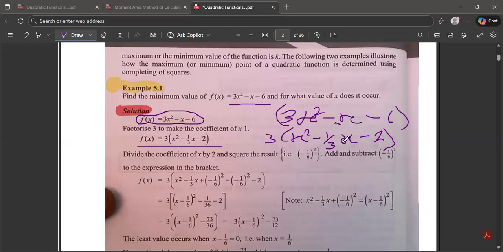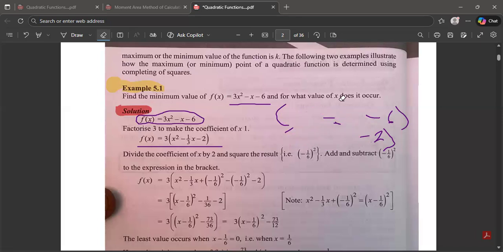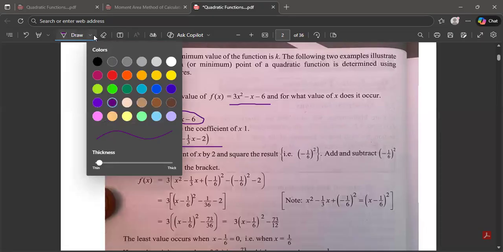So at the end of the day, 3 over 3 is 1, and that is still going to give you your original equation. Do you now understand what I'm trying to say? So you understand how they got the second step that I just underlined? Secondly, what did they do next? They said, divide the coefficient of x by 2 and square the result. So what is the coefficient of x from the relation?